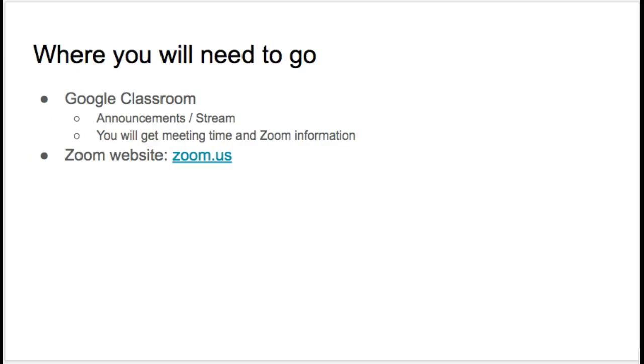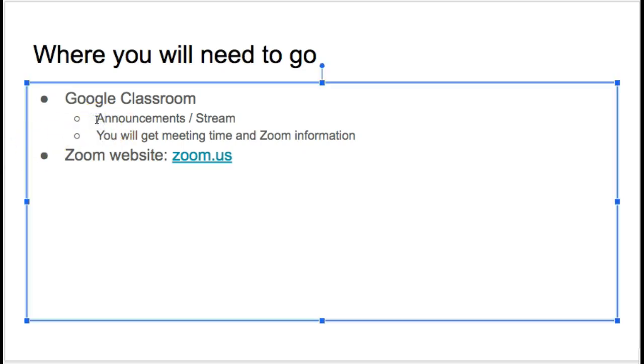Where will you go? You will need to go to Google Classroom first and look for the announcements or the stream. You will need to get the meeting time and Zoom information in order to join the meeting. So you will need to know when I am having the meeting and the information you need to join. You can also go to the Zoom website and the address is simply zoom.us.